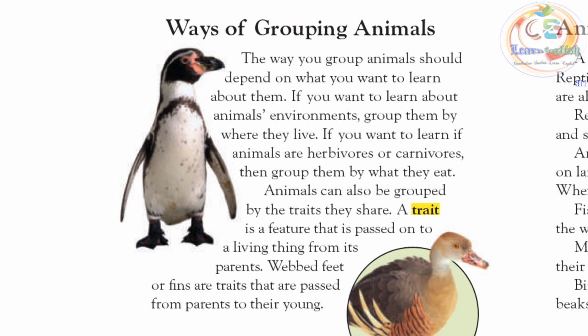Animals can also be grouped by the traits they share. A trait is a feature that is passed on to a living thing from its parents. Webbed feet or fins are traits that are passed from parents to their young.